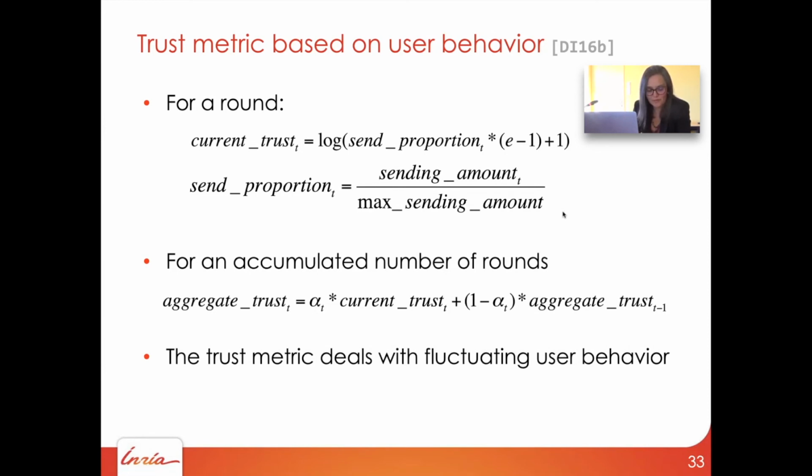We also computed the aggregated trust score, which is a cumulative trust score over multiple rounds. We also took care that our trust metric deals with fluctuating user behavior, where a user first tries to behave well and then suddenly deviates.